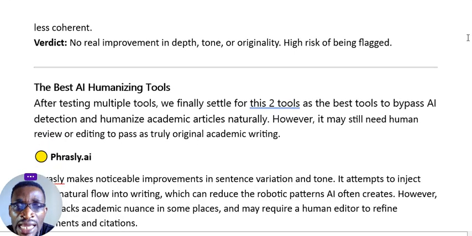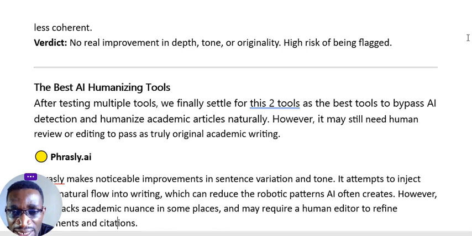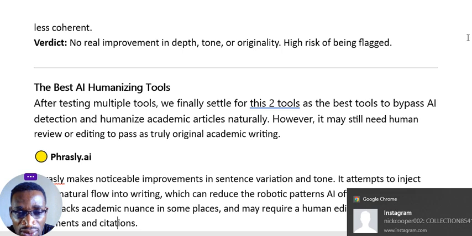Yeah, so now we come to the best AI humanizing tools out of these 6. These 2 are the ones we've tested, and we can approve of them to some extent. After testing multiple tools, we finally settled for these 2 as the best tools to bypass AI detection and humanize academic articles naturally. However, it may still need human review, input, and editing to pass as a truly original academic article or writing.